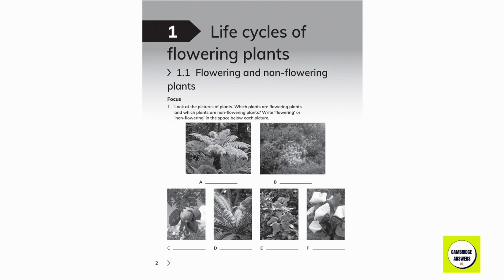Chapter number 1, Life Cycles of Flowering Plants. Exercise 1.1, Flowering and Non-Flowering Plants. Look at the pictures of plants. Which plants are flowering plants and which plants are non-flowering plants? Write flowering or non-flowering in the space below each picture. Non-flowering, non-flowering, flowering, non-flowering, flowering, flowering.